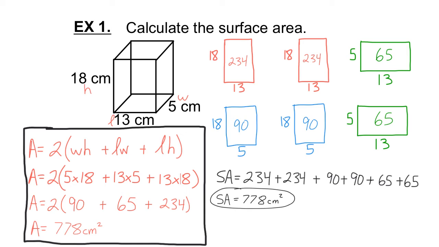So going forward, you can just use the formulas that you have on your formula sheet, but I just wanted to show you where the formulas are coming from. It's coming from adding up all the areas of each individual face on your prism.